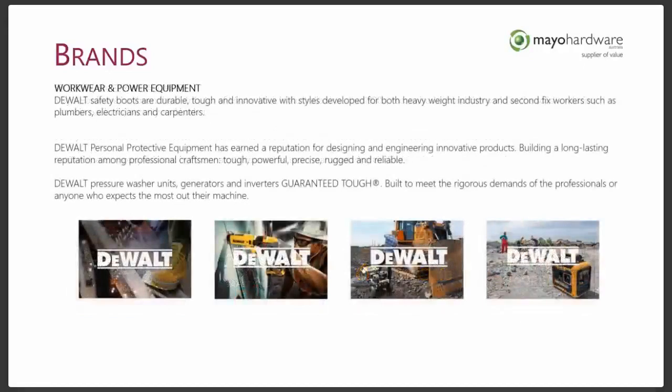Our third category is workwear and power equipment. This is another recent addition to our portfolio. We sell DeWalt products, everything across the range from workwear, meaning boots and clothing, right up to generators and power equipment and high pressure cleaners. It's another great brand, and I think it's a good fit with what we do at Mayo Hardware.